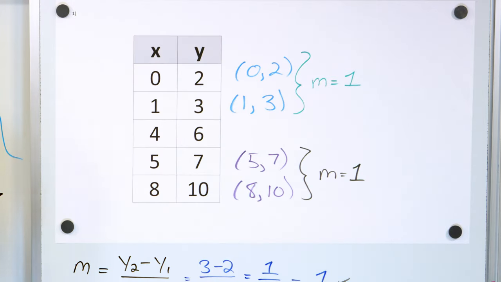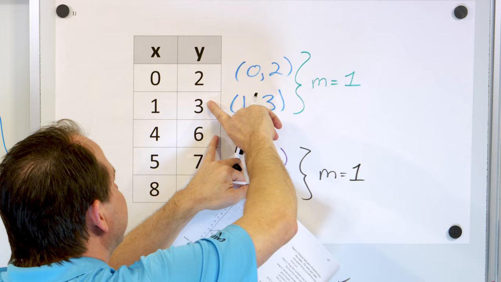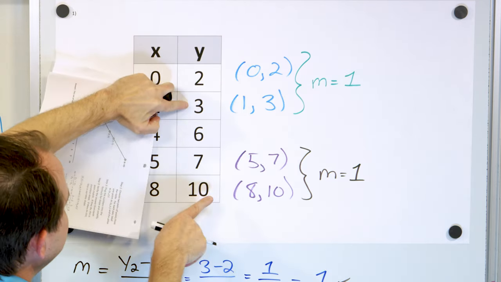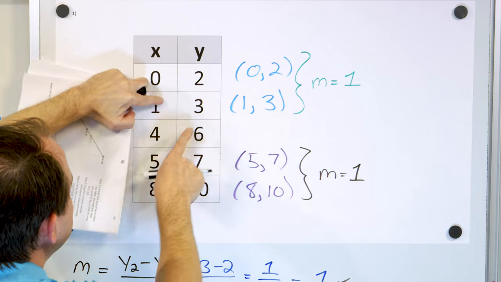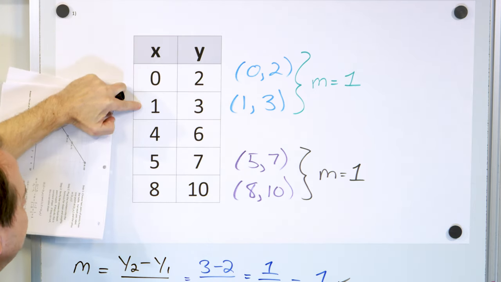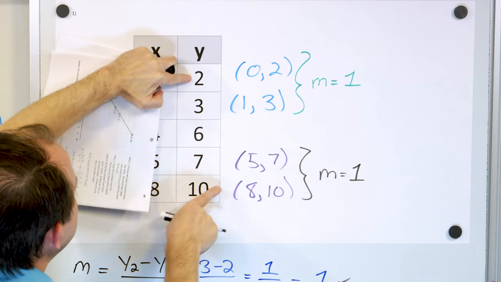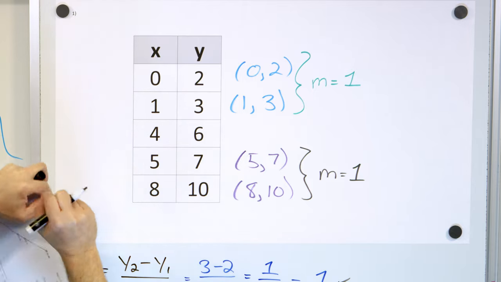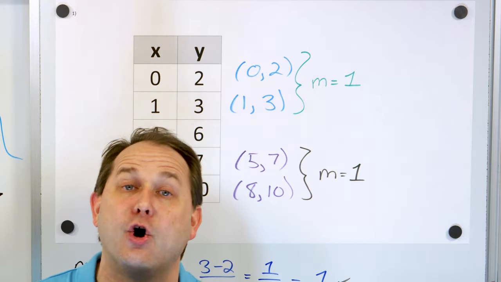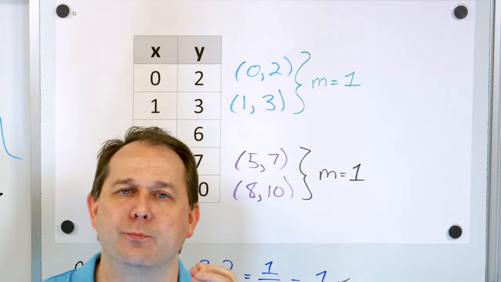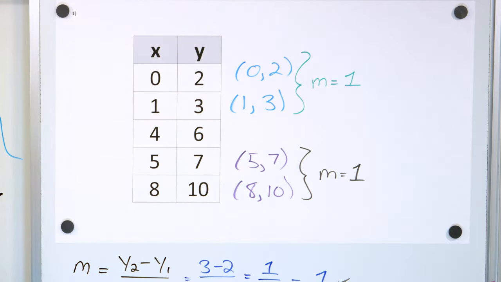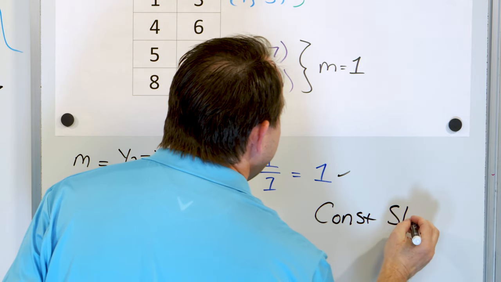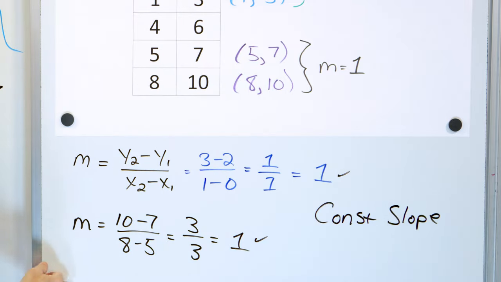And here is a spoiler alert. If I pick these two points and calculate the slope, I will get 1. If I pick these two points over here, I'll get a slope of 1. Think about it. 10 minus 3 is 7, and 8 minus 1 is 7. 7 over 7 is 1. What if I pick these two points? 10 minus 2 is 8. 8 minus 0 is 8, so 8 over 8 is 1. No matter which two sets of points I pick, I always have the same slope. The slope is not changing. So what do we say? We say it's a constant slope. And when we have a constant slope, we believe it's a line.